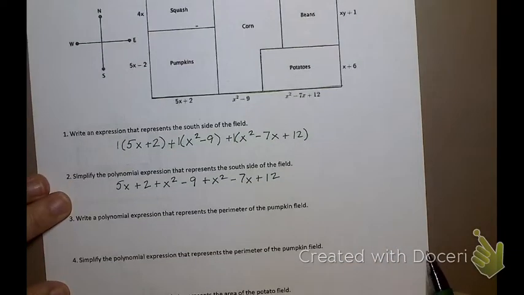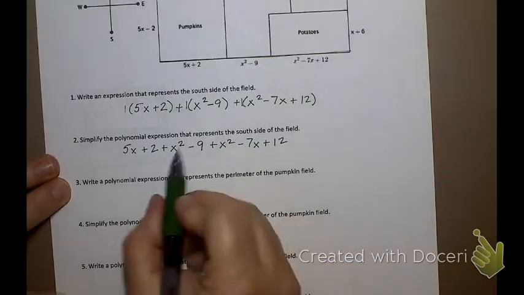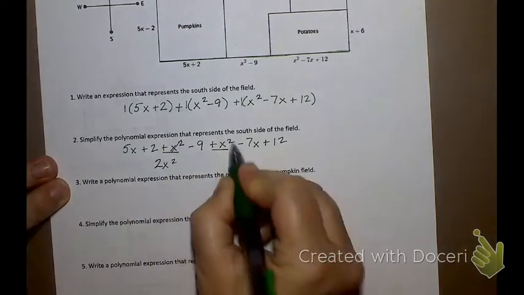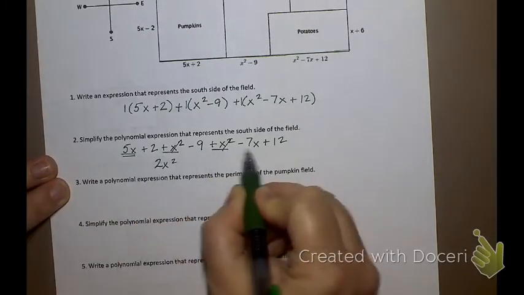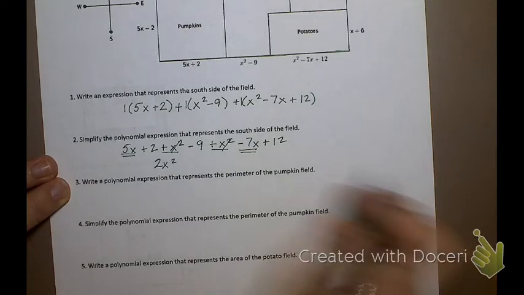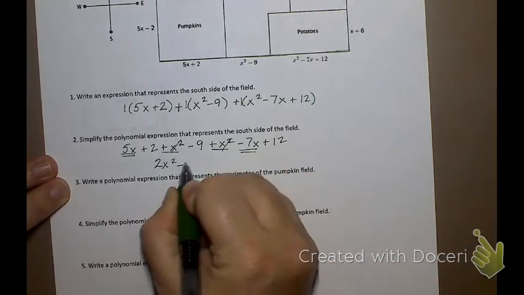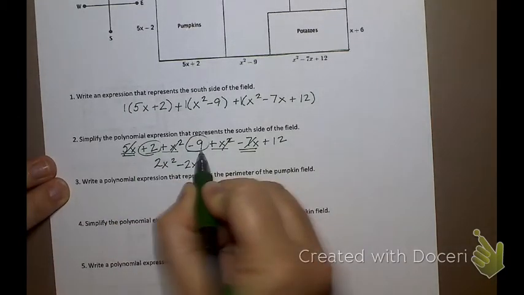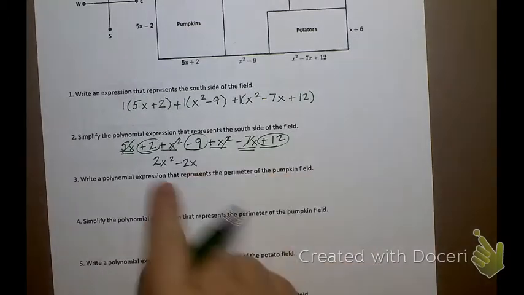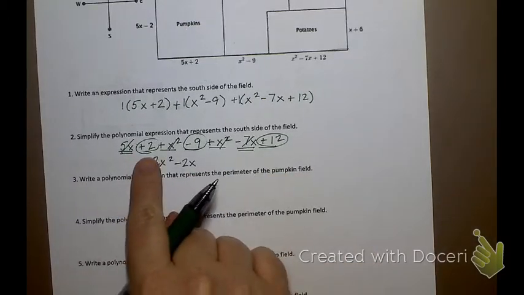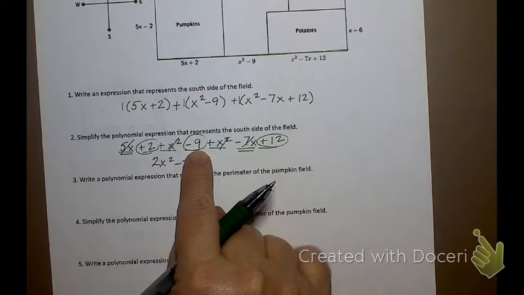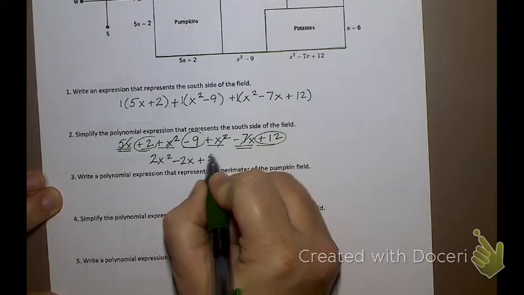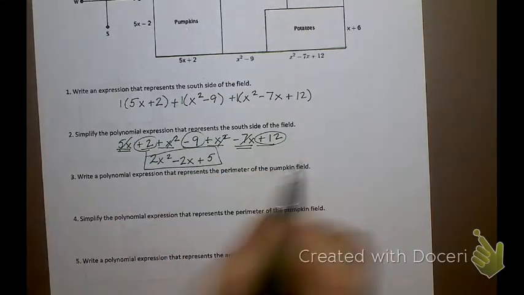So let's see, if I write my answer in standard form, what am I going to combine first? I'm going to have 2x squared. Then how many x's am I going to have? 5x and negative 7x, what does that give me? Negative 2x. And then finally, positive 2, negative 9, and positive 12. What does that give me? Well, 2 minus 9 is negative 7, plus 12 is plus 5. So that would be my answer to part 2, or question 2.